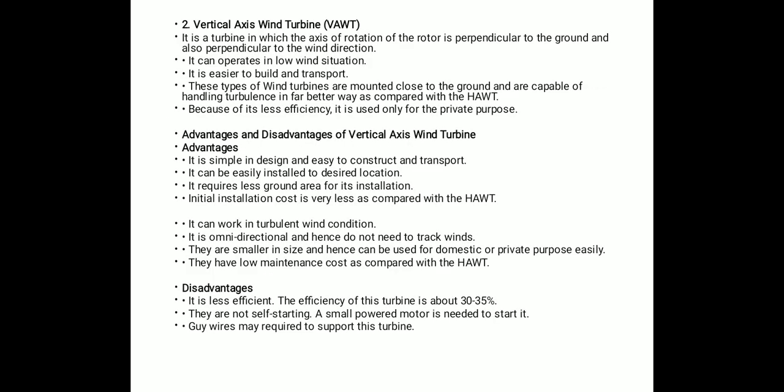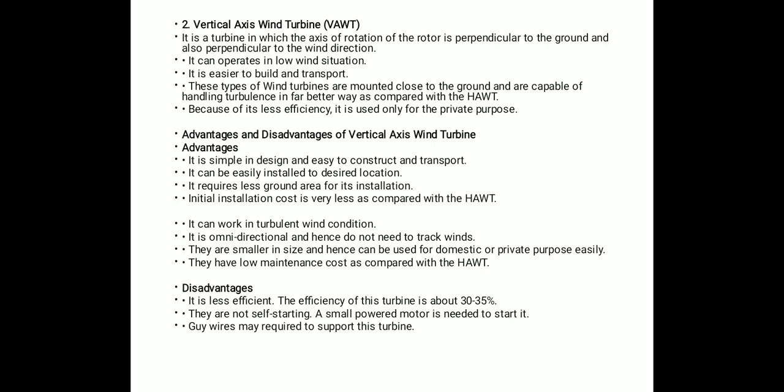Now the second one is the vertical axis wind turbine. It is a turbine in which the axis of rotation of the rotor is perpendicular to the ground and also perpendicular to the wind direction. It can operate in low wind situations. It is easier to build and transport. This type of wind turbine is mounted close to the ground and is capable of handling turbulence far better than HAWTs. Because of its lower efficiency, it is used only for private purposes.